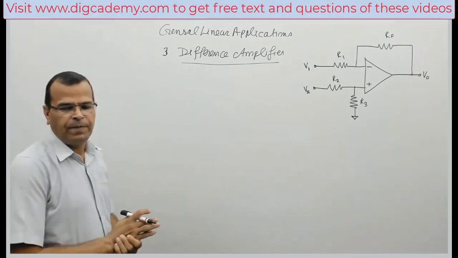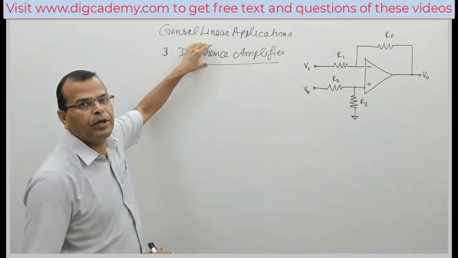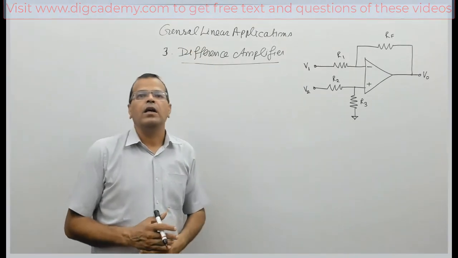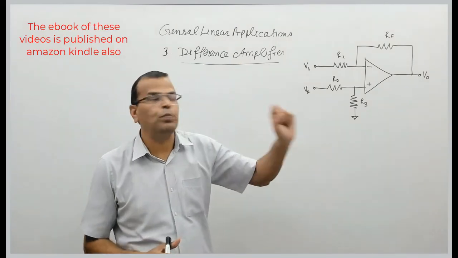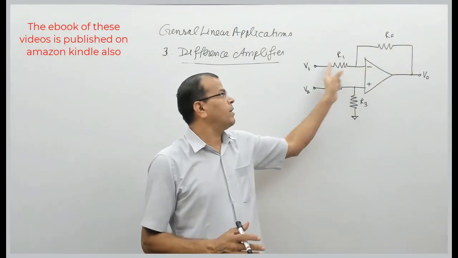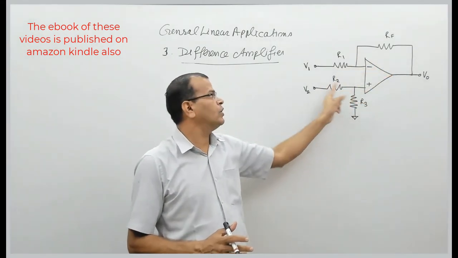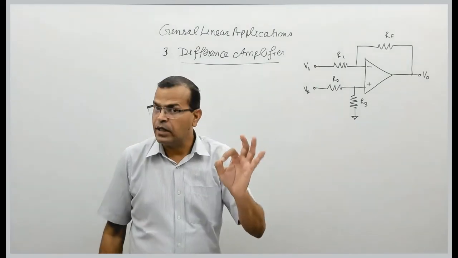Hello friends. Now the third circuit in general linear applications of op-amp is the difference amplifier. In this configuration, we give input to the inverting terminal, which has negative feedback, as well as to the non-inverting terminal. Fine. But there is a set of assumptions.